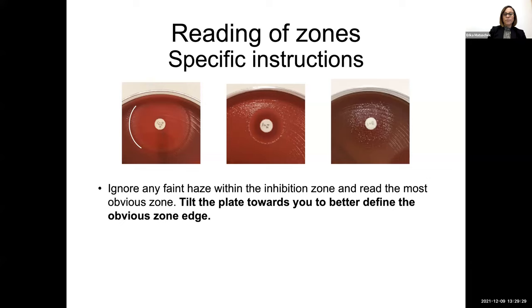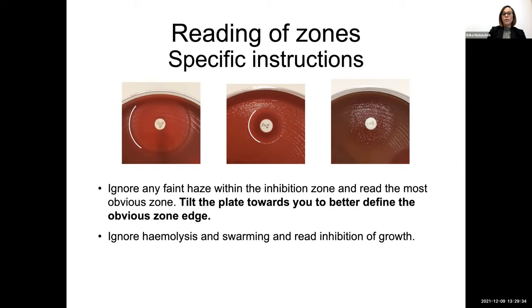Which should be ignored when reading zones, which is similar to other organisms. I'm sorry, this is with hemolysis in the picture. So hemolysis and swarming should be ignored and you should read inhibition of growth.